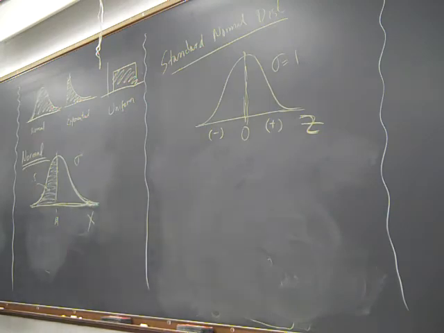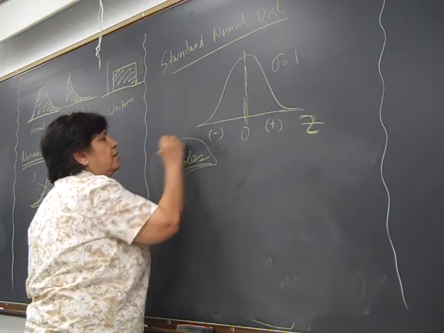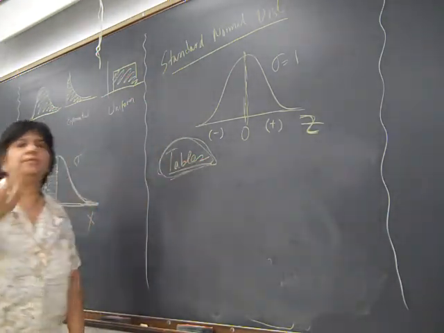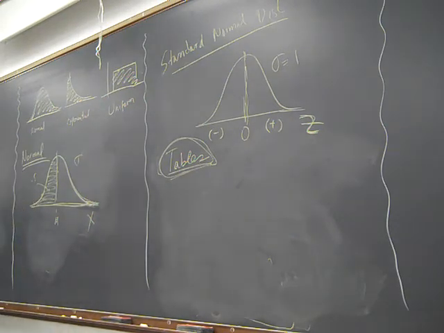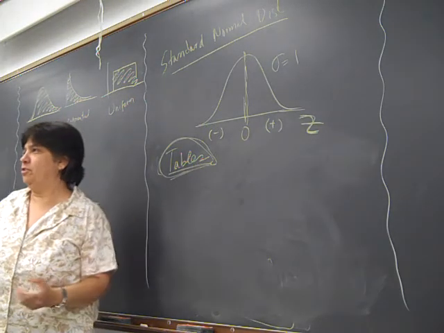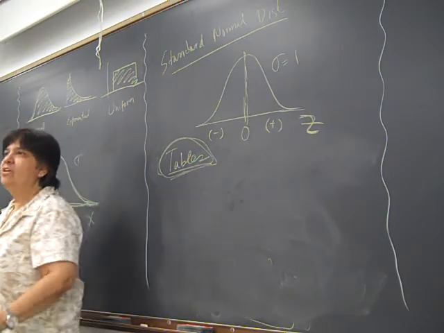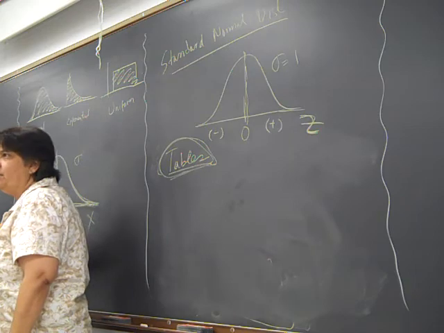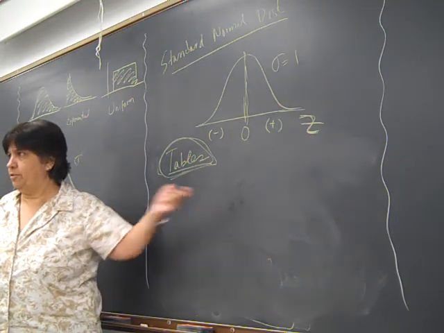And so we have tables for this. We have tables for this. And that is why the standard normal distribution is so important. Now, how are we going to translate a normal distribution into a standard normal distribution in order to calculate probabilities? I mean, we don't have tables for this distribution, but we do have tables for this distribution.